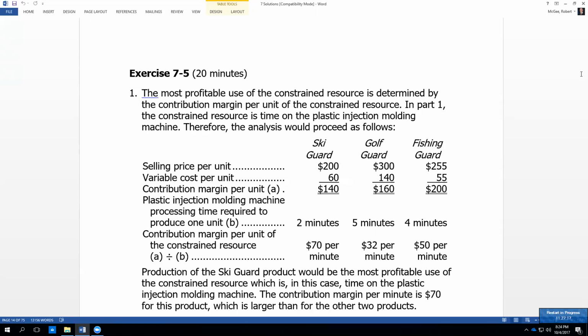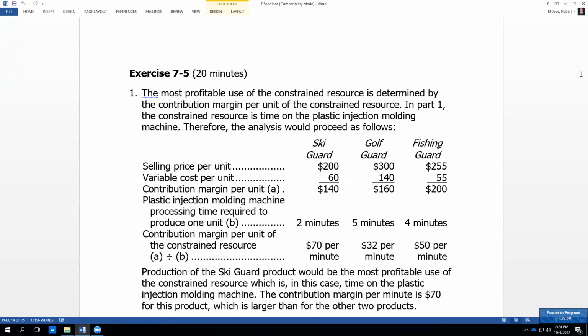The first requirement: the total time available on the plastic injection molding machines is a constraint in the production process. Which product would be the most profitable use of this constraint? In other words, how much could they make per minute on each of the 3 products? Which product would be the least profitable using that constraint, using time as a constraint? So we have to figure out how much can we make per minute for each of these 3.